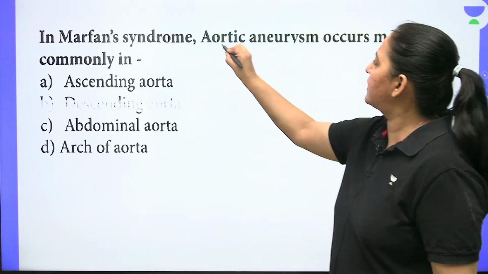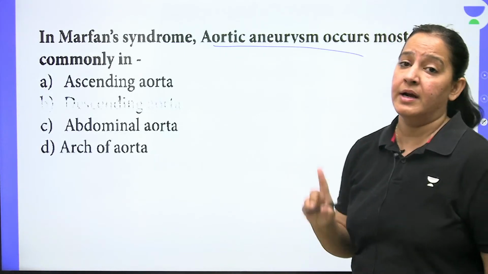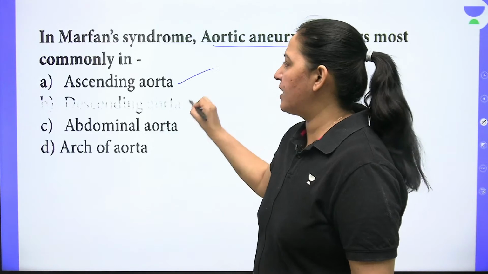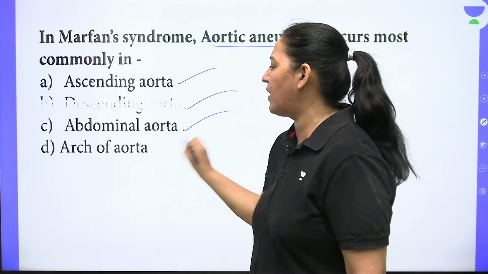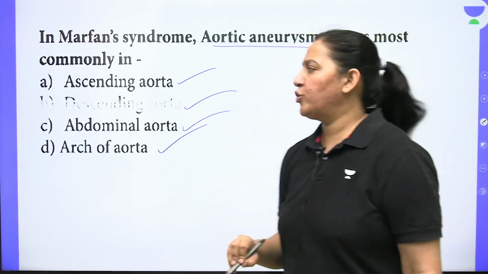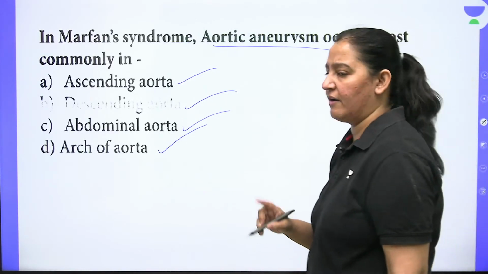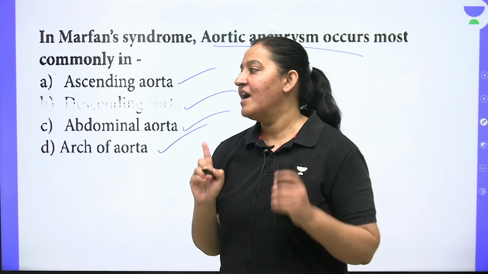In Marfan, aortic aneurysm occurs in which portion? It is a PYQ from a few years back, NEET PG, right? Is it ascending aorta, descending aorta, abdominal aorta or arch of aorta? So in which portion does the aneurysm occur? I have told you in the diagram of the heart where the aneurysm occurs.